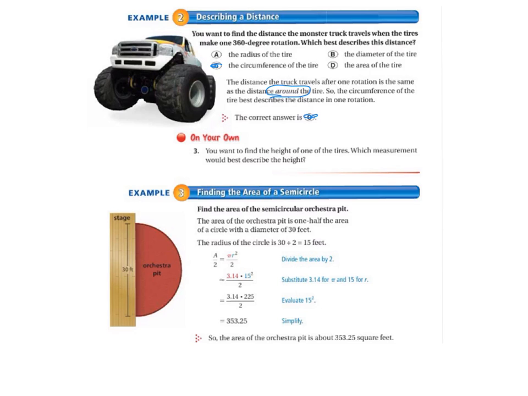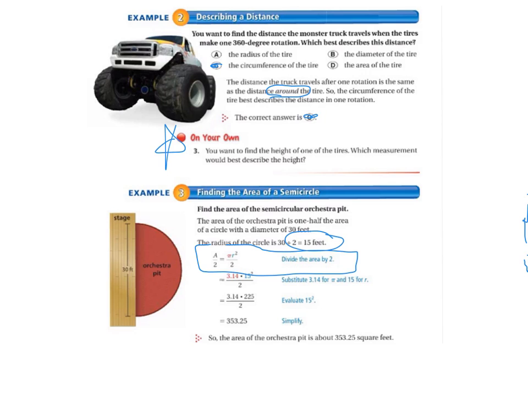On your own, we will get back to for homework. And example 3, finding the area of a semicircle. So find the area of the semicircular orchestra pit. The area of the orchestra pit is 1/2 the area of a circle with the diameter of 30 feet. So we need to remember that the radius of the circle is the diameter divided by 2, so that's 15 feet. And then we divide the area by 2 to get the area of a semicircle.